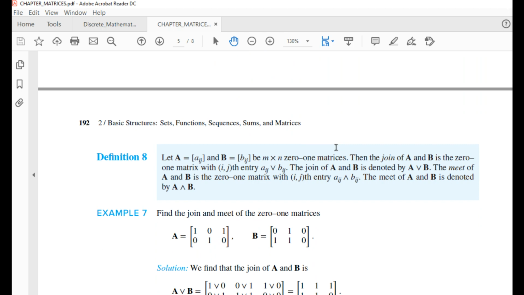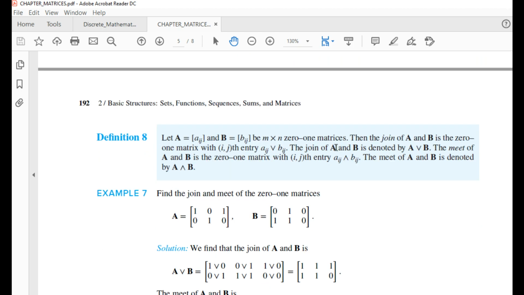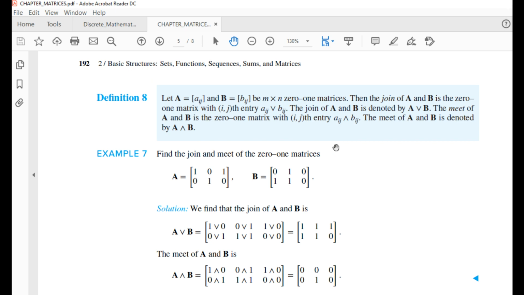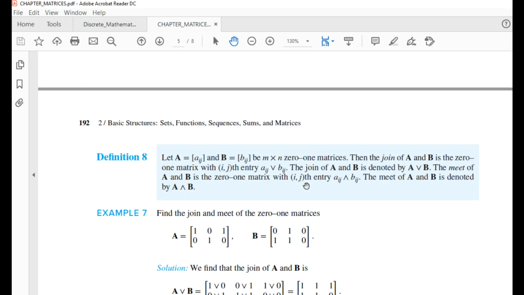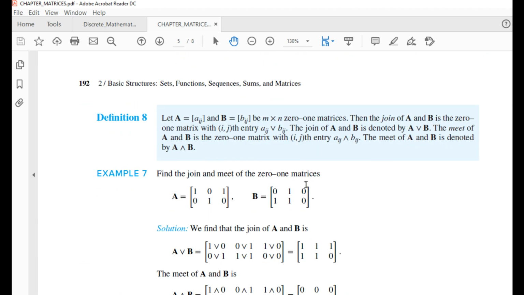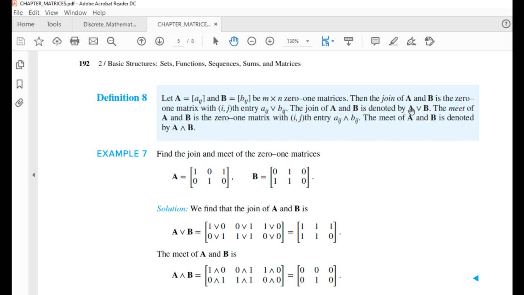An example of which can be seen here, as you can see, example number 7. Okay. So actually, there are some 0, 1 matrices that look like this one. Again, they are just filled with a representation of binary numbers. Now, there are operations that we can use on 0, 1 matrices. Okay, we're going to find out the join of a 0, 1 matrix and the meet of a 0, 1 matrix, details of which are in definition 8.